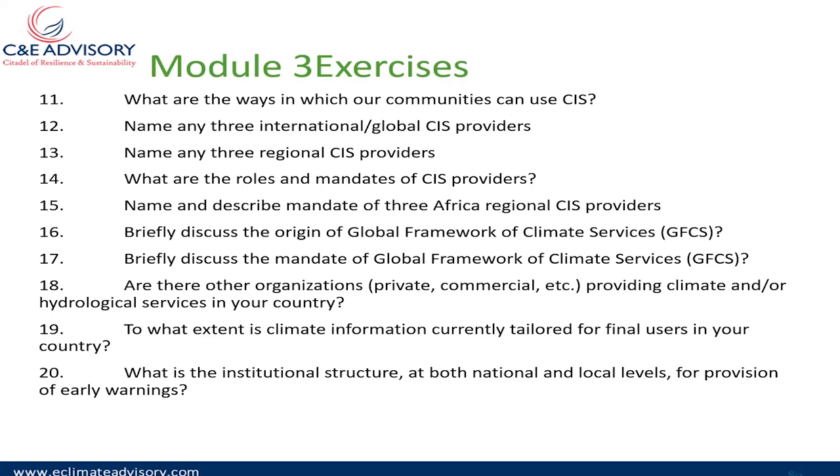And then 19, to what extent is climate information currently tailored for final users in your country? That is, are you happy the way climate information is being disseminated? Does it adhere to the six characteristics we talked about? And then number 20, what is the institutional structure at both national and local levels for provision of early warning in your country? So we are focusing this on your country. So those are the 20 questions.